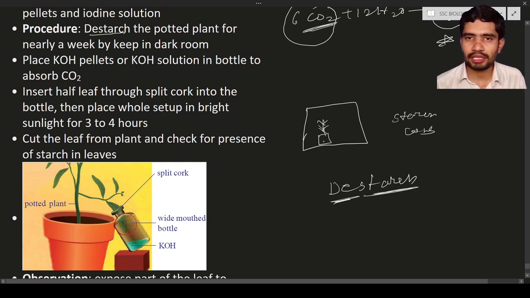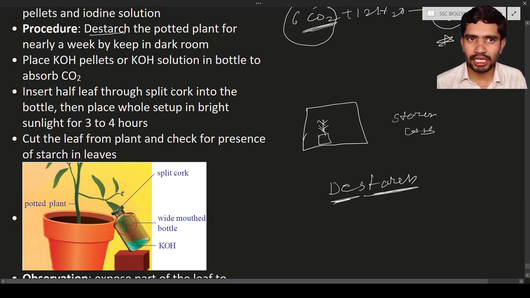After keeping the plant in the dark room for 1 week, all the starch in the plant is consumed by the plant. Why? Because the plant does not have another option for an energy source, so it utilizes its own starch for survival. So after 1 week, the plant does not have any starch in its body. Now the plant is waiting to do photosynthesis.